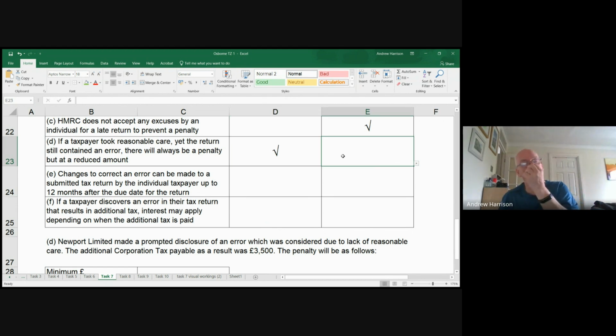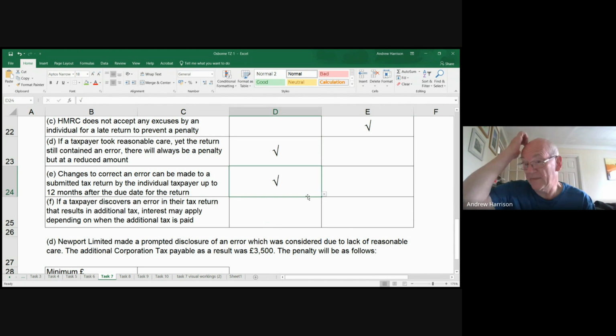So forget the reduced amount. That's going to come up in another question. Changes to a corrected error can be made as, yeah, okay, that's fine. Now, a lot of students don't know this. A lot of people miss this one. It's under the filing bit. We'll go back to it in a minute and I'll point this one out. Some of our students missed it in the information somehow or other.